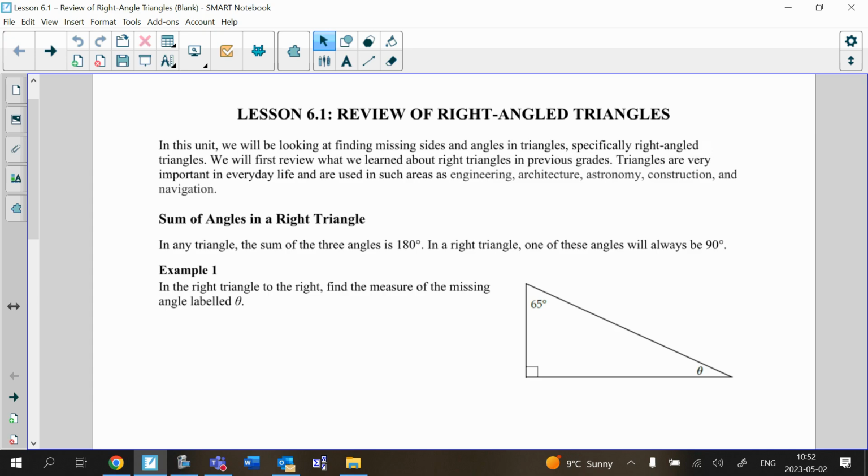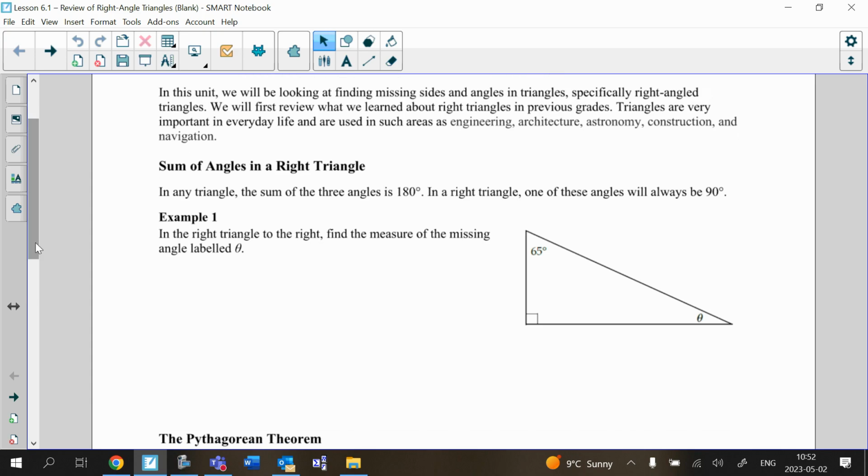So just to review, all I want to do today is talk about two things, because we've got a short period. When you add up the three angles in a triangle, what does it always equal? 180 degrees, that's it. That's one property of triangles.